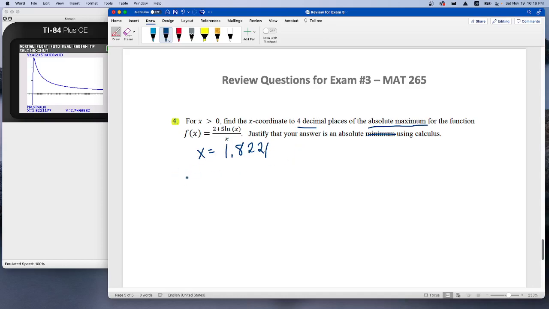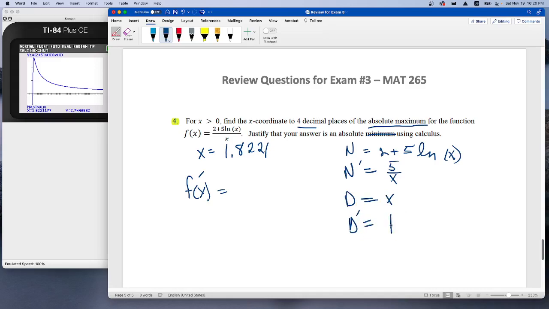Okay, so how could we find that using calculus? One method is we could just find the first derivative. And we have a quotient, so we want to use the quotient rule. So I'll just go with the numerator is 2 plus 5 natural log of x. The derivative of the numerator is just going to be 5 over x, because the derivative of natural log of x is 1 over x, so that's 5 over x. The denominator is simply x, and the derivative of the denominator is 1.